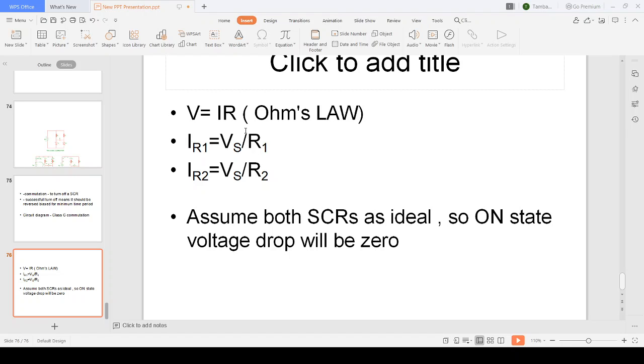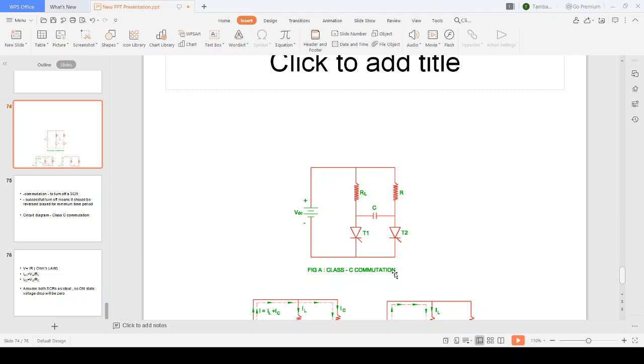So remember these equations, and it is assumed that both the SCRs are ideal. When these SCRs are in the on state, the voltage drop across them will be zero. It is an ideal condition. Ideally it is assumed.